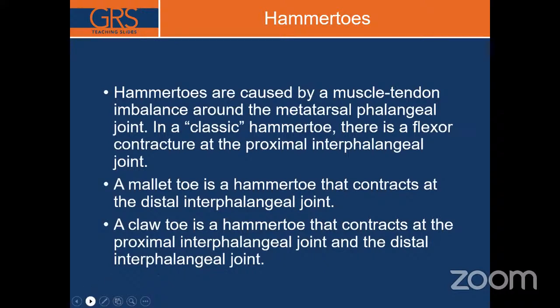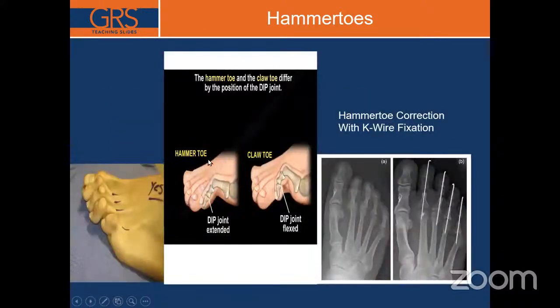As you can see, this is hammertoe. This is the distal interphalangeal joint. You're going to see it as extended, not contracted, but the proximal interphalangeal joint is affected, as you can see here in the picture. But in claw toe, both of them are contracted. The most successful kind of surgery for hammertoe is K-wire fixation.